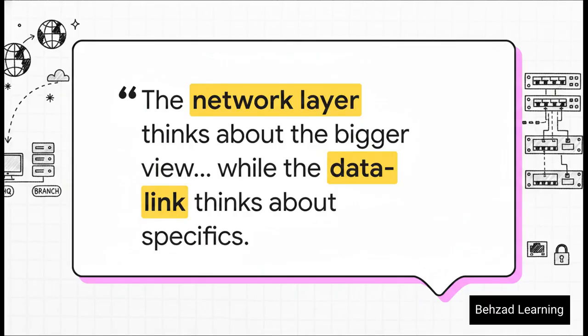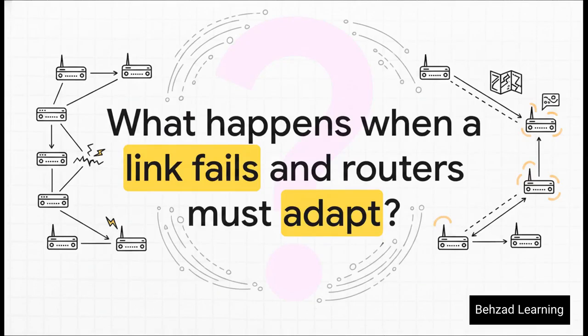Through this pretty stressful ticket, Behzad actually learned a senior engineer's golden rule, one pulled right from our source text. The network layer thinks about the bigger view of the goal, while the data link layer thinks about the specifics. IP handles that massive end-to-end journey, while Ethernet and HDLC are just doing the grunt work, handling the hop-by-hop heavy lifting. Behzad absolutely nailed this outage using manual static routing, but it definitely leaves us with a pretty provocative thought.